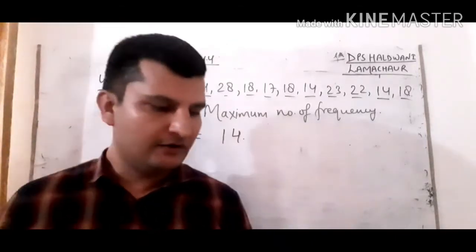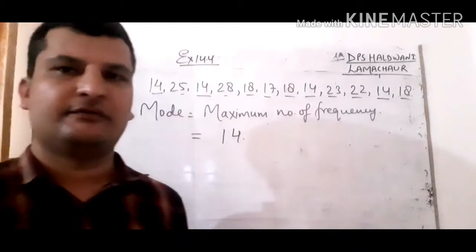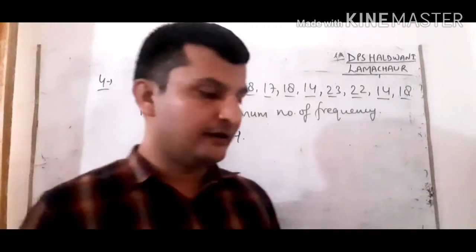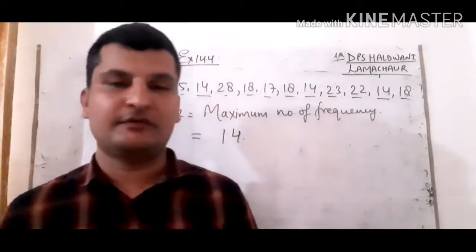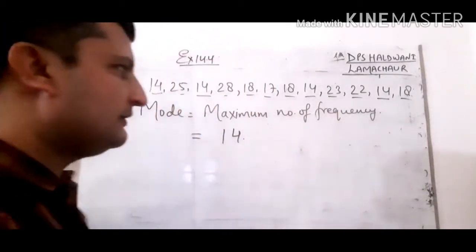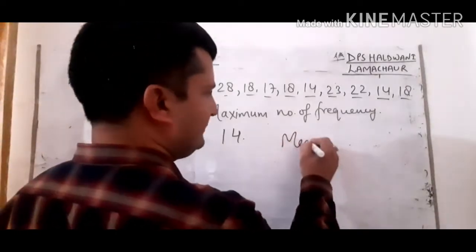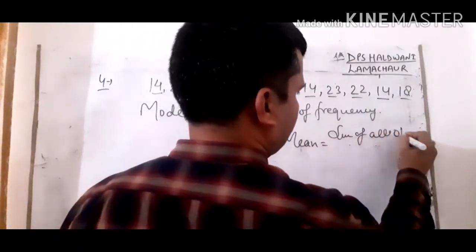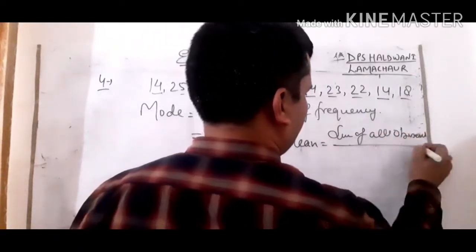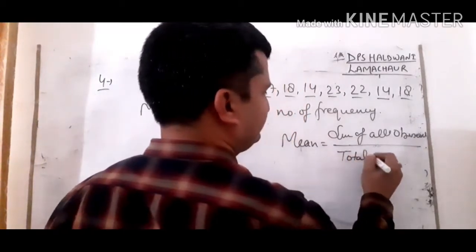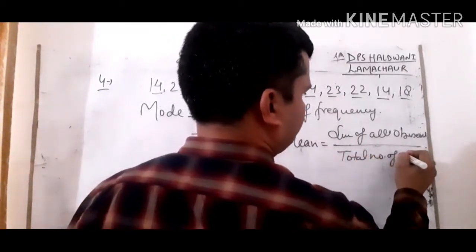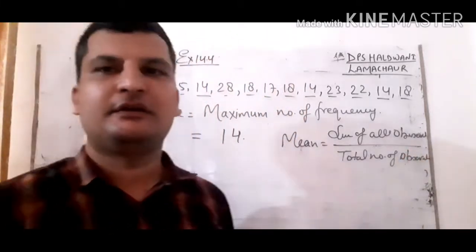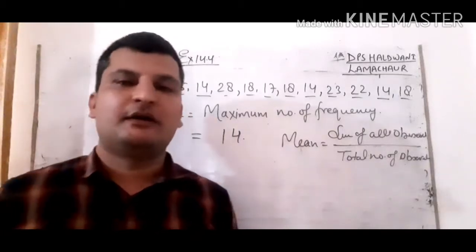Okay, students. Now let us start question number 5. In question number 5, find the mean salary of 60 workers of a factory from the following table. Students, I have told you earlier how to find the mean. Mean is equal to the sum of all observations divided by the total number of observations.